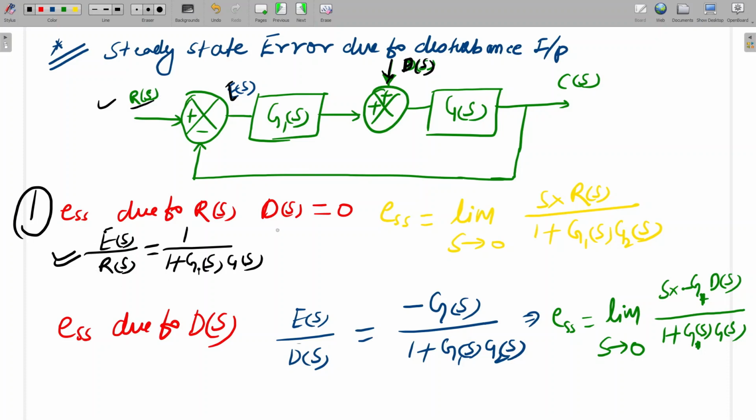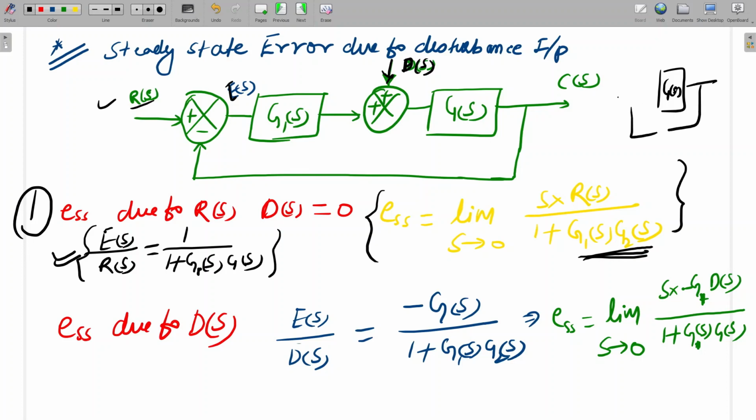If you write the transfer function between E of S and R of S, E of S divided by R of S, what is the forward path? Here the gain is 1 only. So forward path divided by 1 plus loop, so 1 plus G1 of S into G of S. So this is the total G of S. That's what I already explained. Steady state error is equal to S into R of S divided by 1 plus G of S. This G of S is the open loop transfer function of the unity equivalent system. So directly we can find the steady state error equal to S into R of S divided by 1 plus this G equivalent. Here G equivalent is G1 into G.